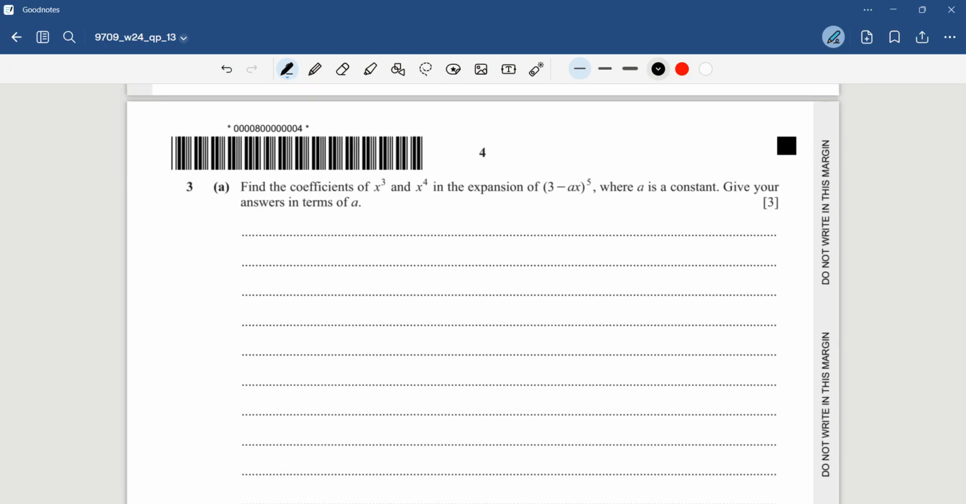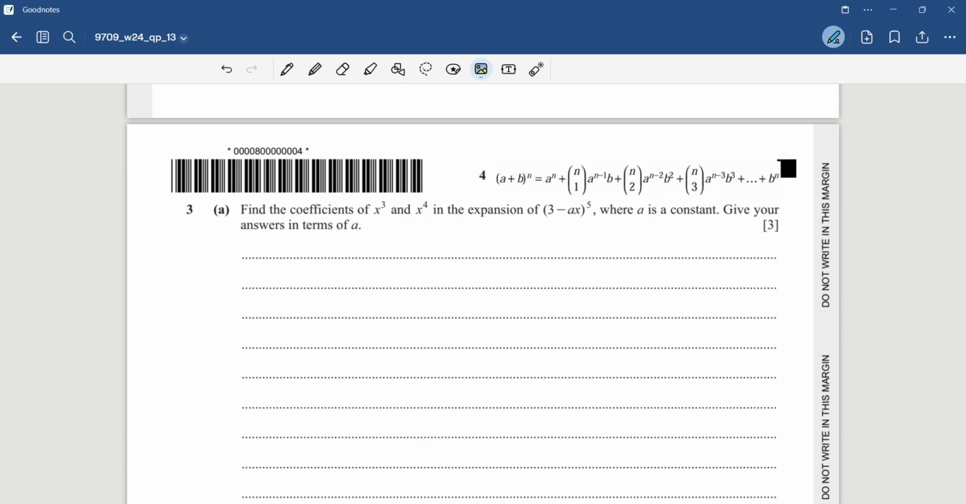Question number 3. For question number 3, here I take the equation from the formula sheet, binomial expansion. You can refer to this in your formula sheet. Find the coefficient of x cubed and x to the power of 4 in the expansion of this, where a is a constant. Give your answer in terms of a. So they want x to the power of 3.